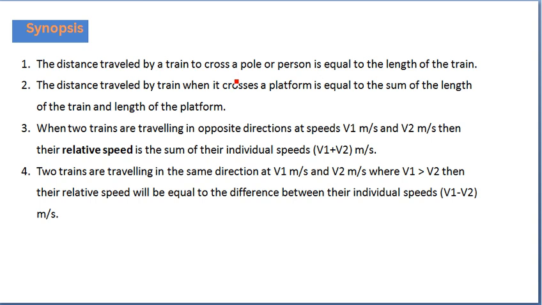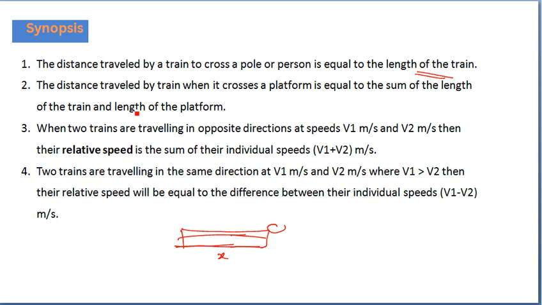Coming to the synopsis, the distance traveled by a train to cross a pole or a person is equivalent to the length of the train. That means the train is moving in this direction. If it is crossing a person or a pole standing here, the distance will be the same as the length of the train.